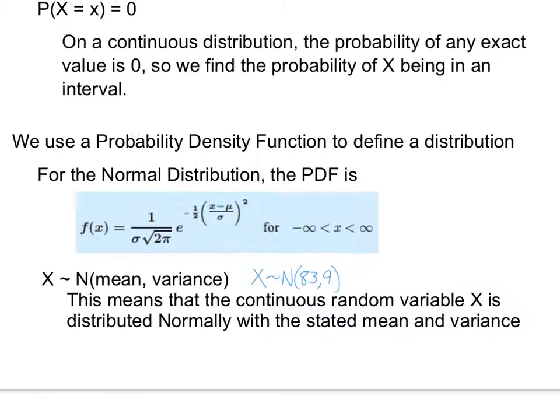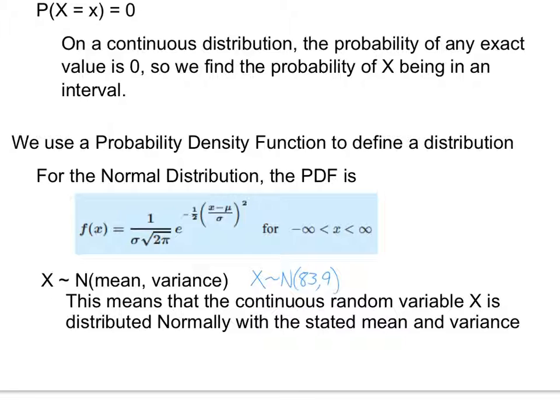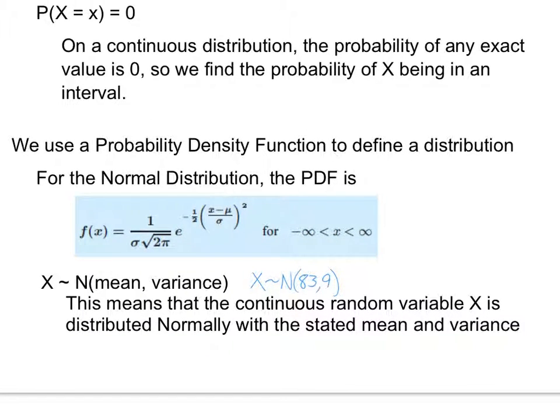So in this case, the mean is 83. And what would our standard deviation be? The square root of the variance, so it would be 3. Standard deviation is the square root of the variance.